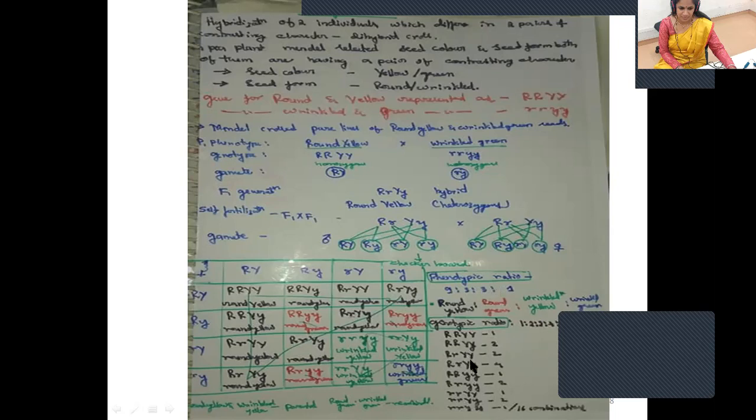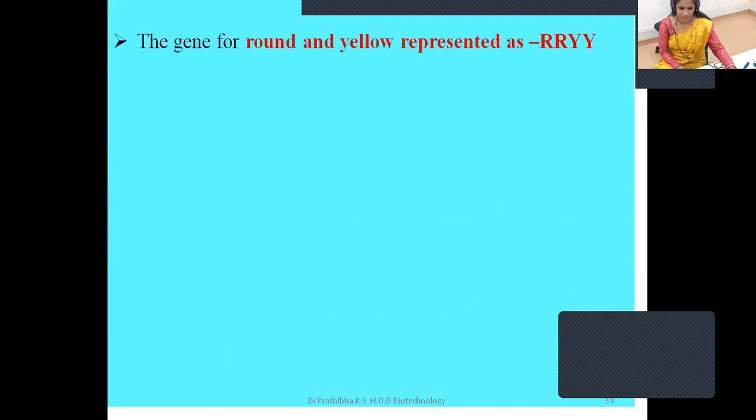And this is the genotypic ratio, which gets 16 combinations, that is 1 is to 2 is to 2 is to 4 is to 1 is to 2 is to 1 is to 2 is to 1. So total 16 combinations. So this is all about the dihybrid cross. If you want, you can pause this video and make a note. Further, let us go through the explanation about this dihybrid cross.